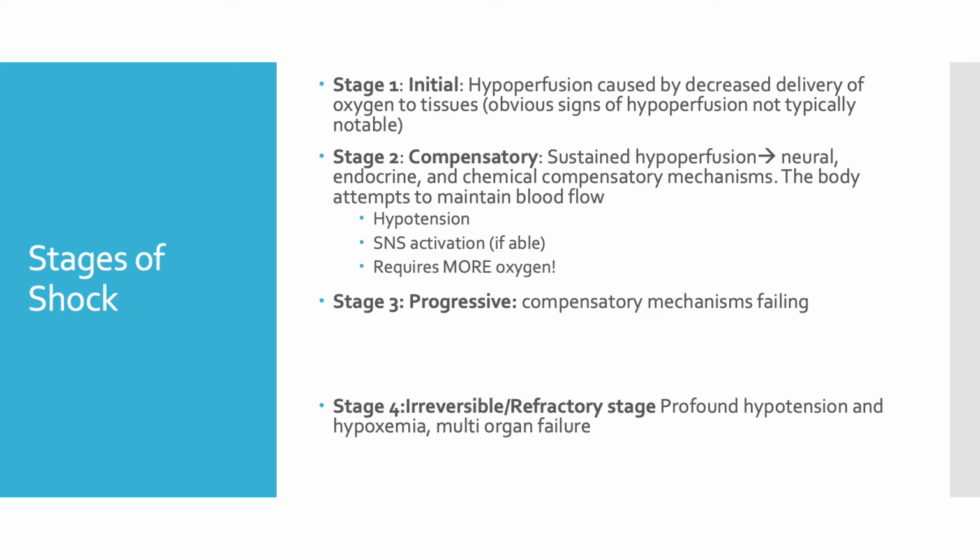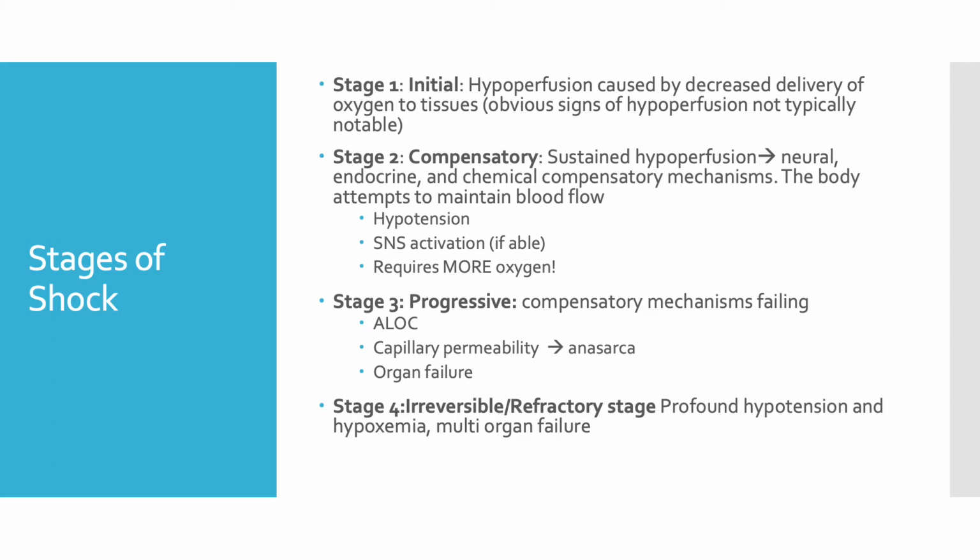So in stage 3, or what's called the progressive stage, this is basically where all of these compensatory mechanisms are failing. Our patient's mental status begins to really change. That's one really notable thing about stage 3, or this progressive stage. Maybe now they're lethargic or potentially stuporous. So we start to see the impact of that hypoperfusion on their neurological status.